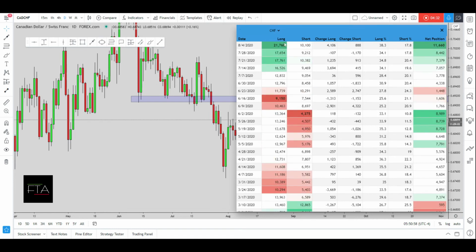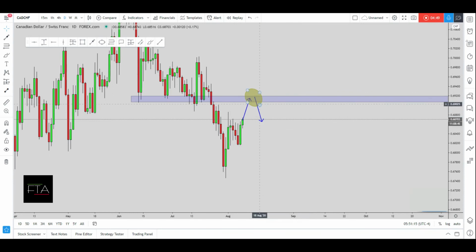And if we go and see what we have from a CHF perspective, we can see that CHF is getting very strong with longs reaching the 21K mark and net positions going to 11K with a 38% long exposure and 70% short exposure. So overall, institutions are selling CAD and buying CHF. So if the market will manage to reach this area, we definitely have the possibility to complete this pattern to the downside.